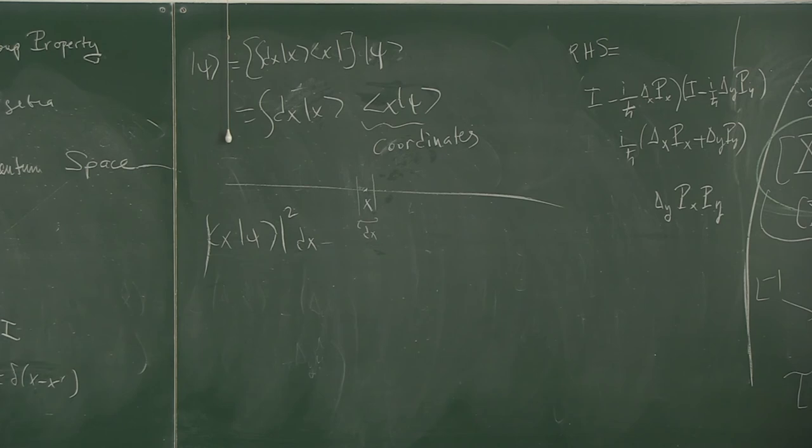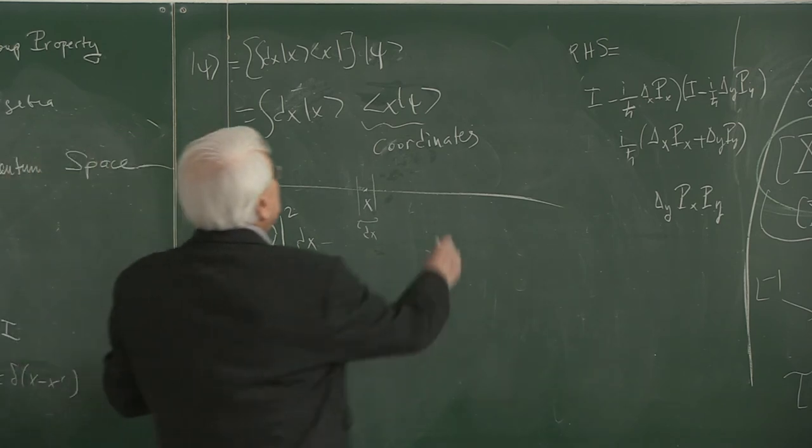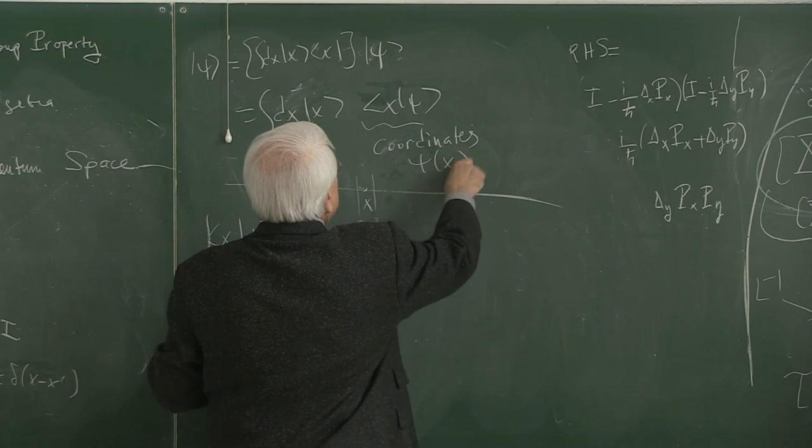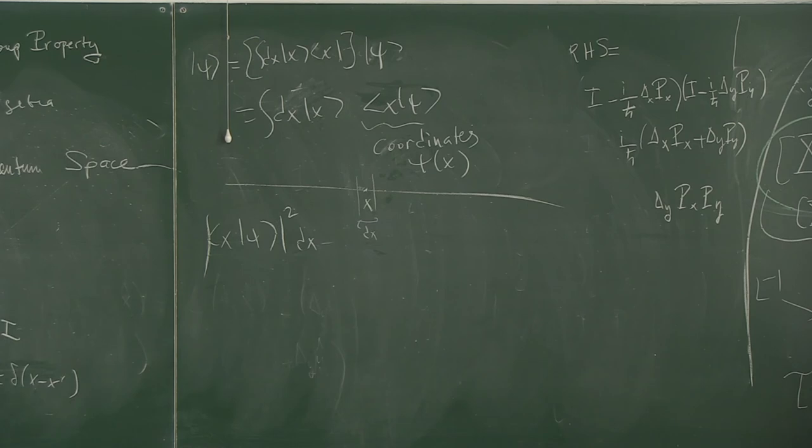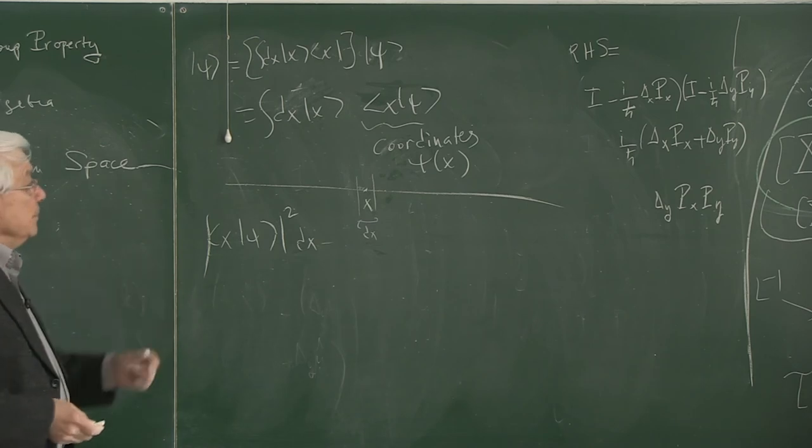So it is this quantity which we define to be the psi of x in the conventional sense. Again, t is suppressed, t is there somewhere. We will pick it up, we will revoke it when we are discussing time development next week.